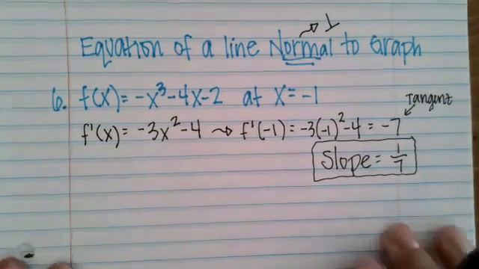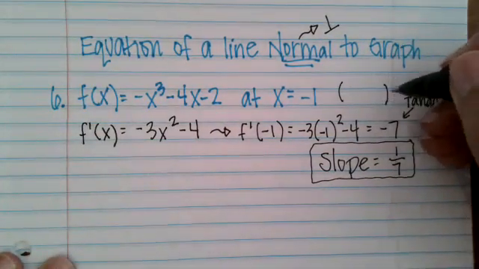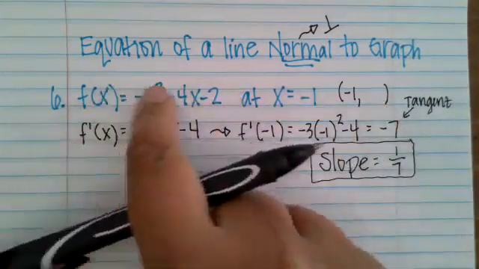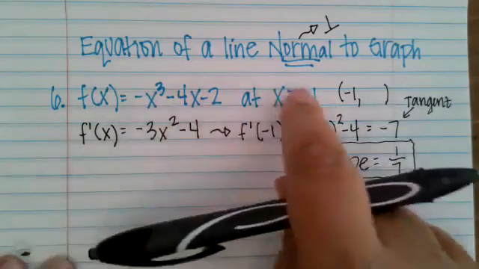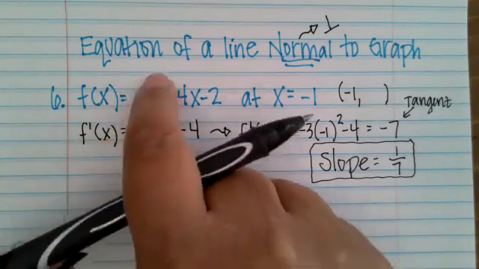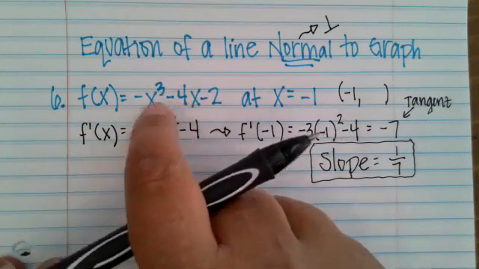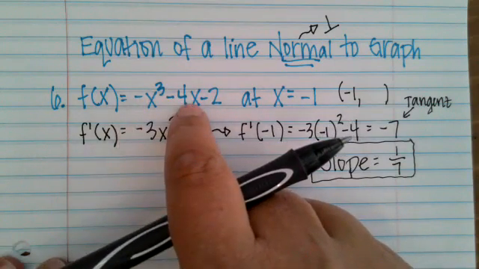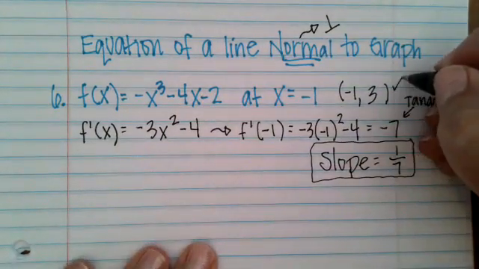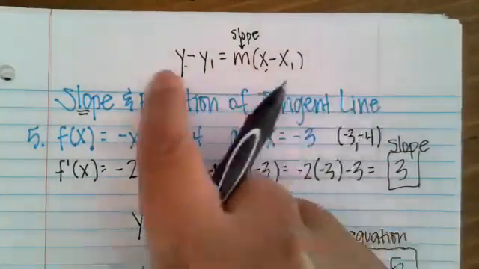Okay, but I'm not done. It said find the equation of the line. So now I've got to go through the same thing I did before. I need a point. So they gave me negative 1. Please plug that into here. You're finding the point here. Please plug that in here. So if I put a negative 1 in here, negative 1 cubed is negative 1. Negative 1 squared is 1. This is 1. Minus 4 times negative 1, that turns into plus 4. So I have 1 plus 4 is 5. Minus 2 is 3. Okay, do I have a point? Yes, check. Do I have a slope? Yes, check.